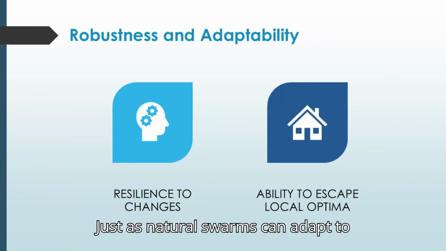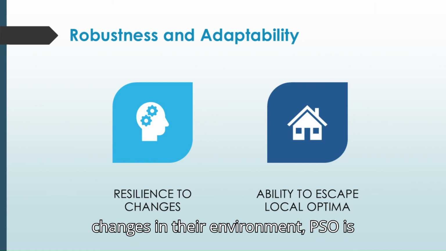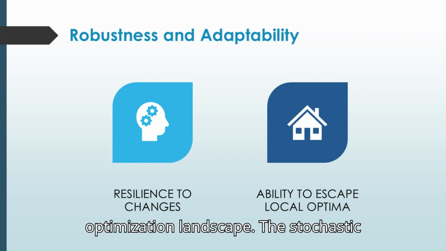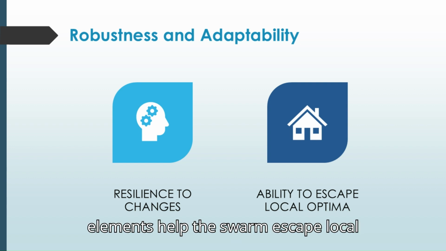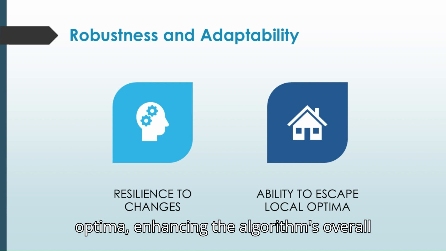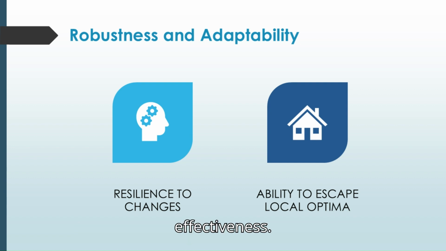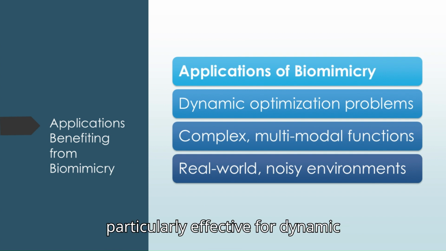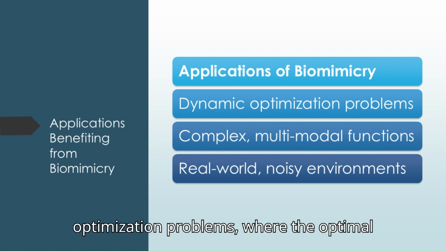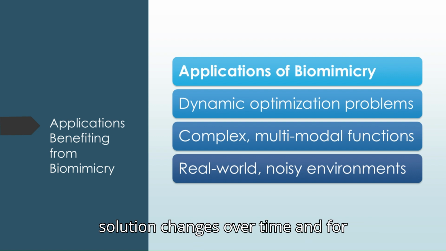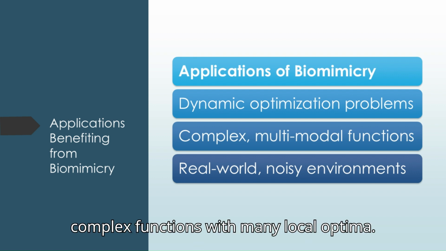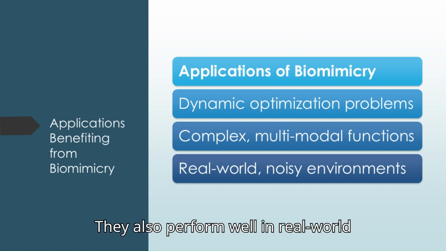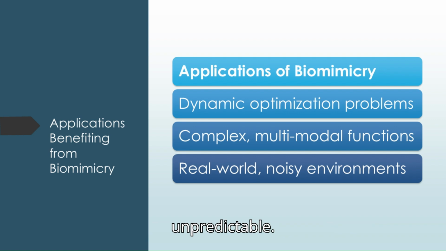Just as natural swarms can adapt to changes in their environment, PSO is robust against changes in the optimization landscape. The stochastic elements help the swarm escape local optima, enhancing the algorithm's overall effectiveness. Biomimetic algorithms like PSO are particularly effective for dynamic optimization problems, where the optimal solution changes over time, and for complex functions with many local optima. They also perform well in real-world environments that are noisy or unpredictable.